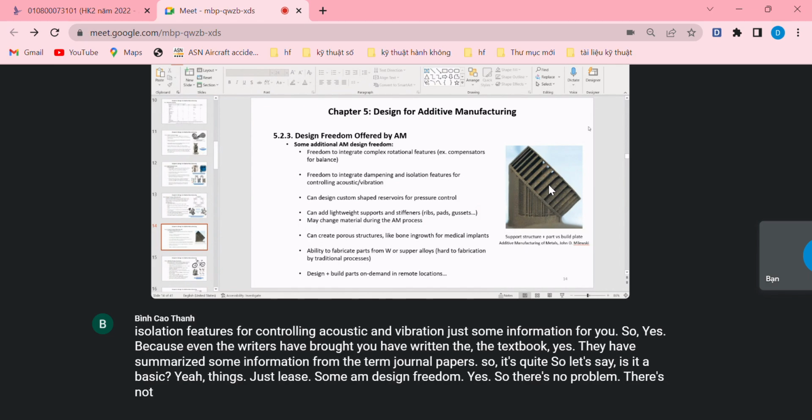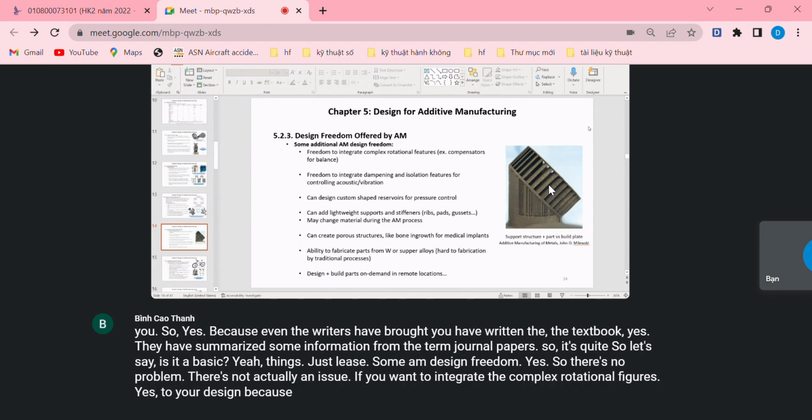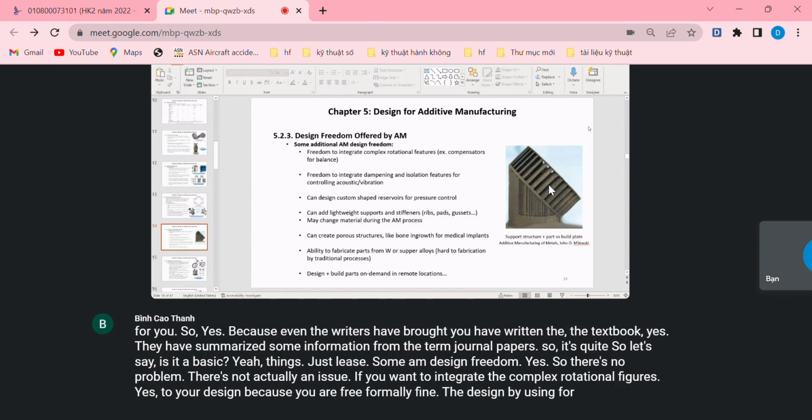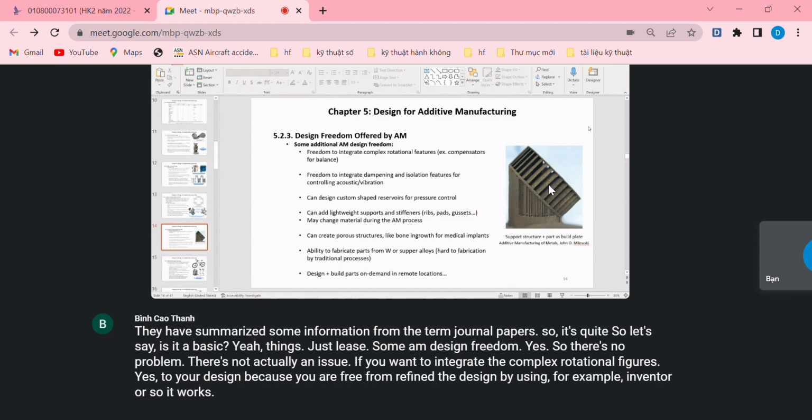There's not actually an issue if you want to integrate the complex rotational features to your design, because you are free to modify the design by using, for example, Inventor or SolidWorks. Can design custom shape reservoir for pressure control. Can add lightweight support for and stiffen it.